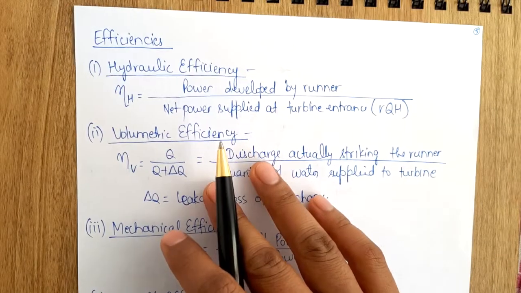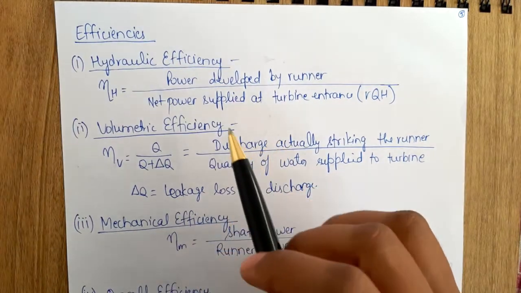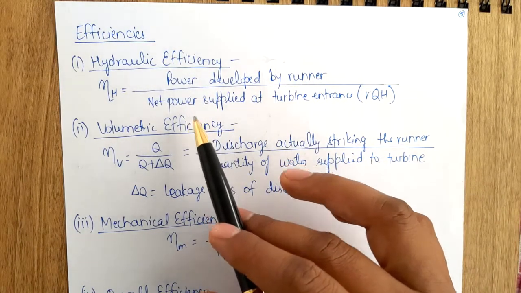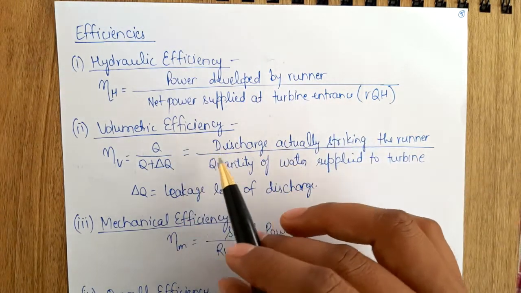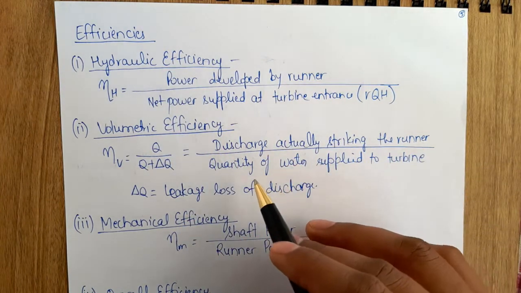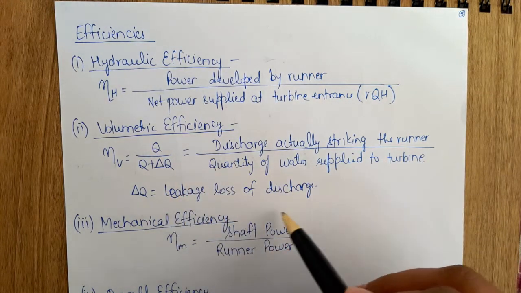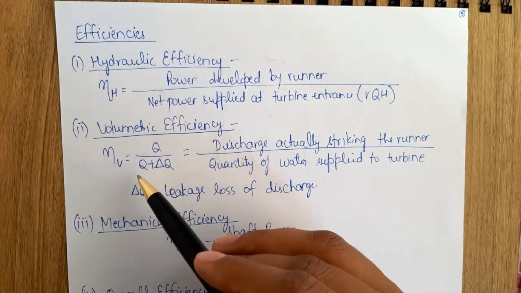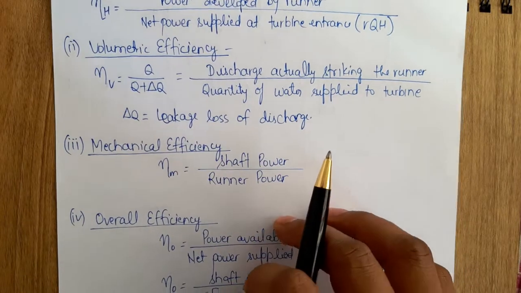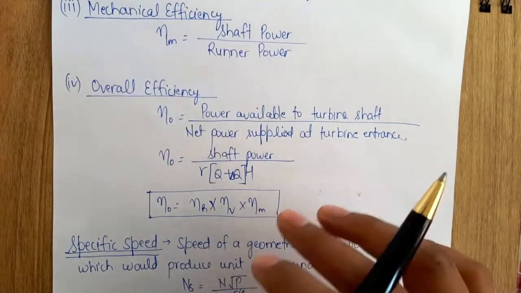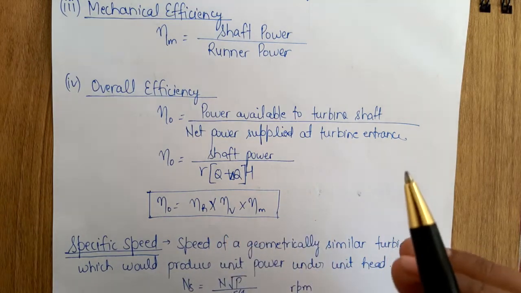Now we will see the efficiencies: hydraulic efficiency, volumetric efficiency, mechanical efficiency, and overall efficiency. Hydraulic efficiency is the power developed by the runner upon the net power supplied at the turbine entrance, that is gamma QH. Volumetric efficiency is the discharge actually striking the runner upon the quantity of water supplied to the turbine. Before this, we have some leakage losses, that is delta Q. So Q upon Q plus delta Q is the volumetric efficiency. Mechanical efficiency is shaft power upon runner power. Now overall efficiency will be the multiplication of these three, that is hydraulic into volumetric into mechanical.